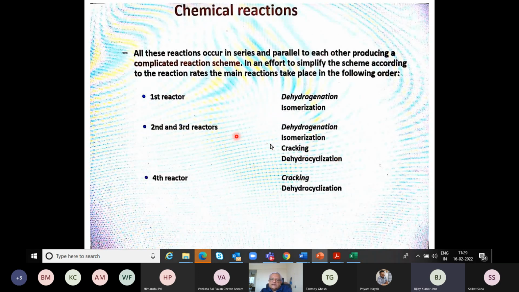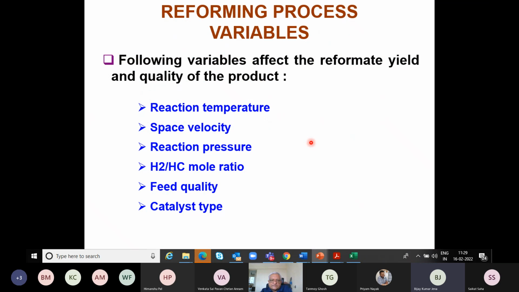Then in the second and the third reactors, we have dehydrogenation of the naphthenes still going on, isomerization as well, and then the cracking starts happening and the dehydrocyclization kicks in, and they can complete in the fourth reactor. So if there are 3 reactors, then in the second and the third reactor this kind of operation happens. But in the first reactor, we don't really see much dehydrocyclization or cracking. It's basically dehydrogenation and a little bit of isomerization of paraffins.